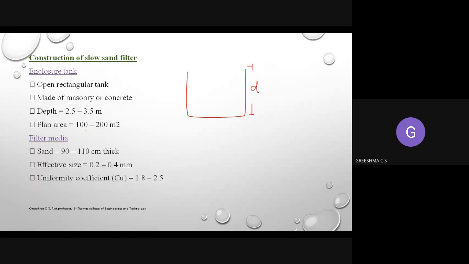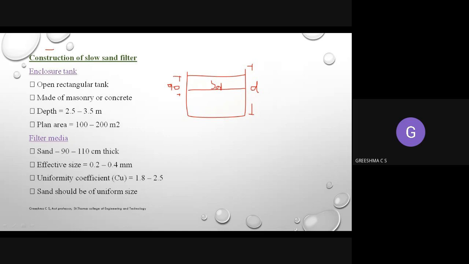Okay, now the filter media. The topmost portion will have sand, with a thickness of 90 to 110 centimeters.